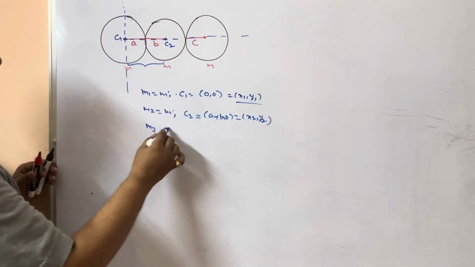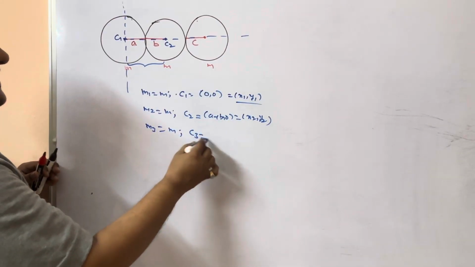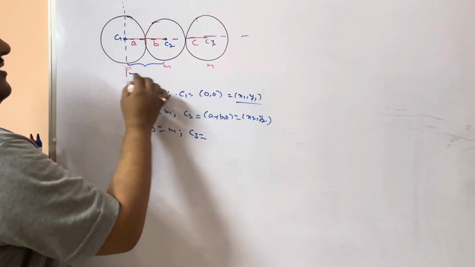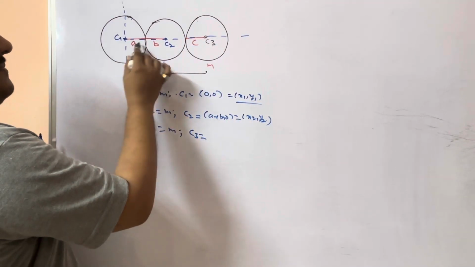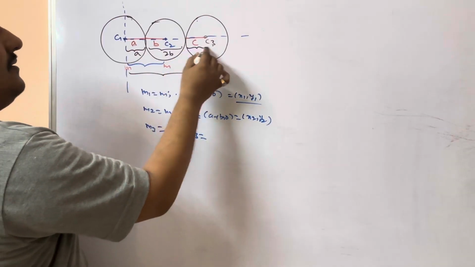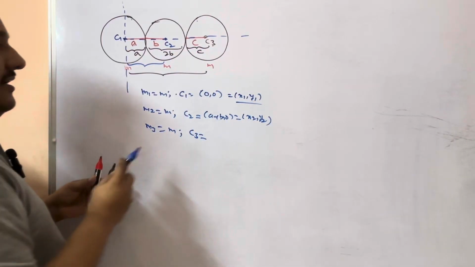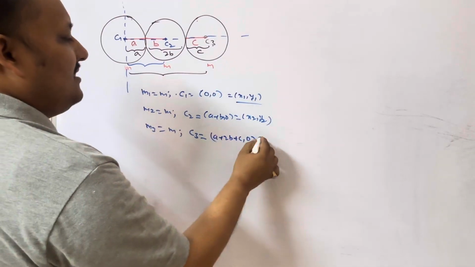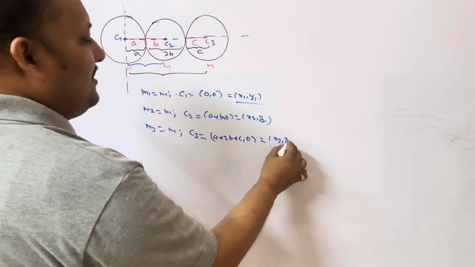Next, M3 is equal to M. Where is C3? The center of mass of this. What is the distance of this? A plus 2B plus C. Correct? So A plus 2B plus C comma 0. This is x3 comma y3.